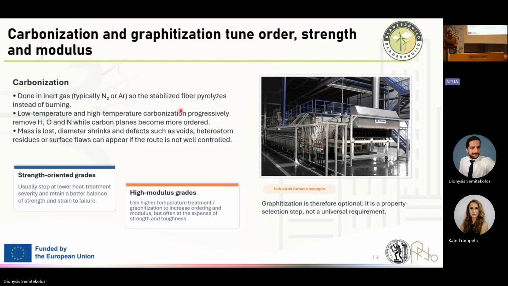If we need to further increase the graphitic structure and have it very organized and ordered, then we can proceed with the graphitization. It is an optional step, as we said. This will affect the properties, so we do that only if we want lower strength but higher modulus. So, for very specific applications. If we need these kinds of properties, then we do the graphitization, which takes place at an even higher temperature, 2.5 K.